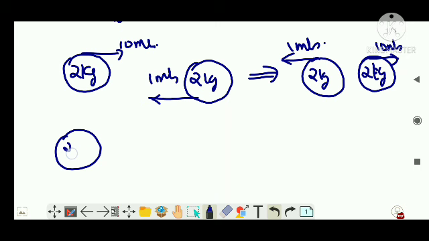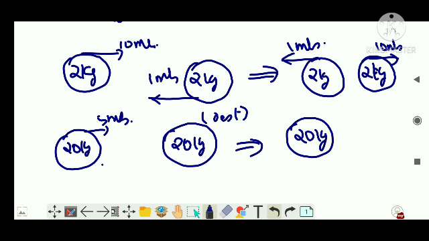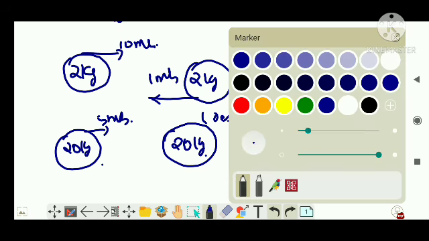Similarly, if you have a 20 kilogram mass moving with 5 meter per second in this direction, and another 20 kilogram mass at rest, what happens is the first 20 kilogram will come to rest, whereas the second 20 kilogram will start to move with 5 meter per second in this direction.